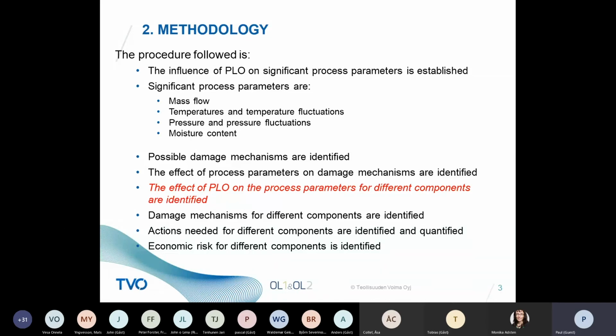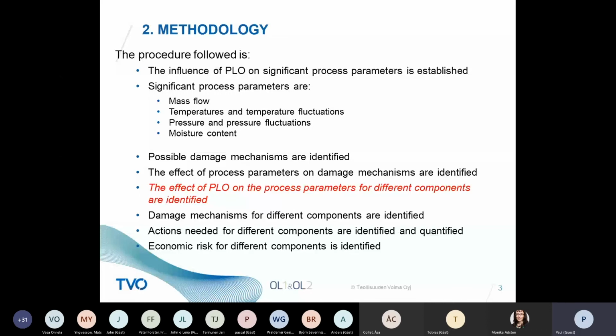The next thing you start to do is look at the influence of these process parameters, and then you try to establish the damage mechanisms that may be there, and the effect of the process parameters on the damage mechanism. You should try to quantify this, but sometimes this is not possible. But anyhow, you try to investigate what is the effect of the changes in the process parameters on these damage mechanisms, and that is done for all components in that primary circle of water and steam.